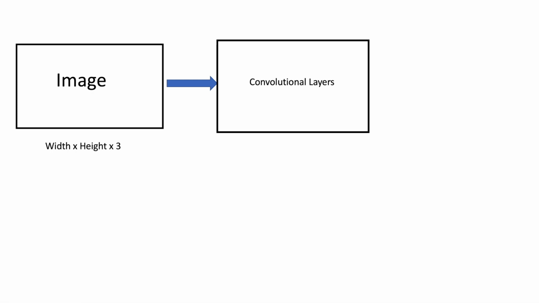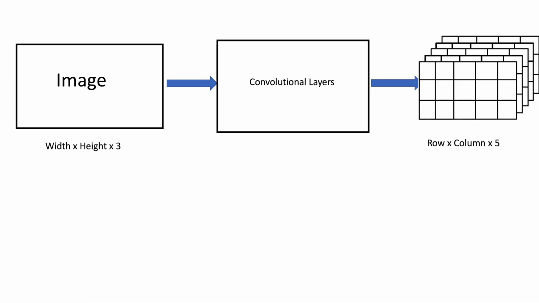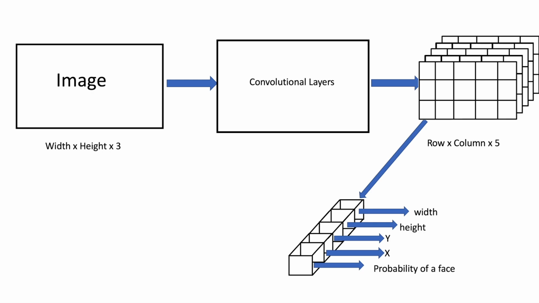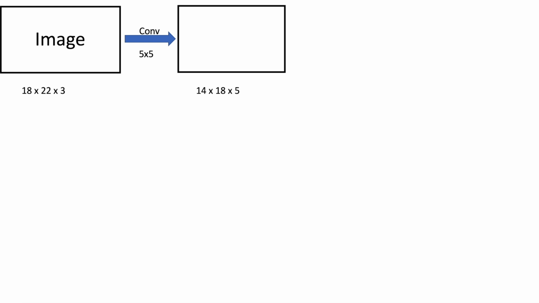So we have an image of some width and height. So what we do is that we pass it through a convolutional neural network so that it gives us the required output that we need. And so let's see how we can use convolutional layers to get the required output from the image. So let's say we have an image of 18 by 22 and it's an RGB image. So now we can pass it through a convolutional layer of 5 by 5 which has 5 kernels. So we will get an output of 14 by 18 by 5.